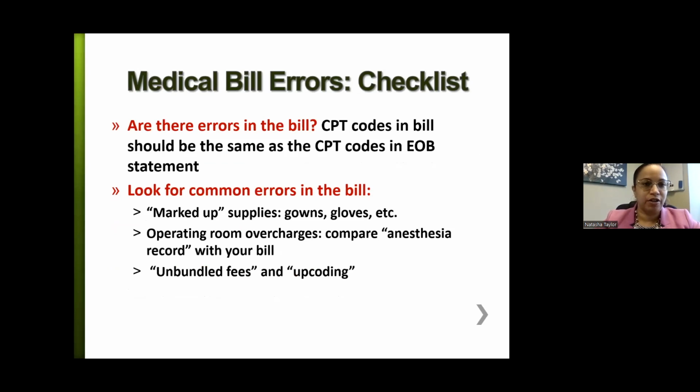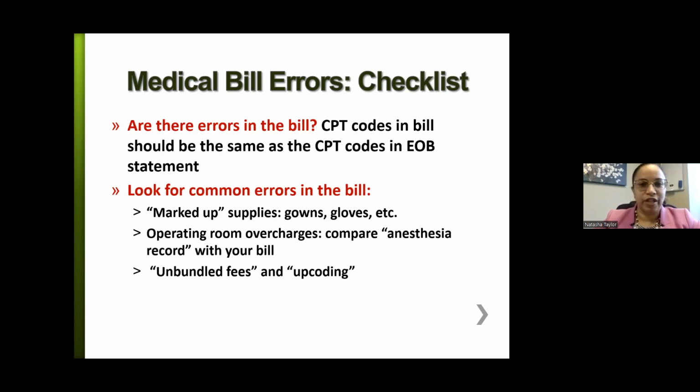and make sure that the CPT codes in the bill are the same as the CPT codes in your explanation of benefits statement. You want to check for any marked up supplies like gowns, gloves, etc. You want to check for operating room overcharges. As I said before, compare your anesthesia record with your bill. Are you being billed for 5 hours of anesthesia, but you know that you were only under for about an hour and discharged before that 5-hour time frame was up?